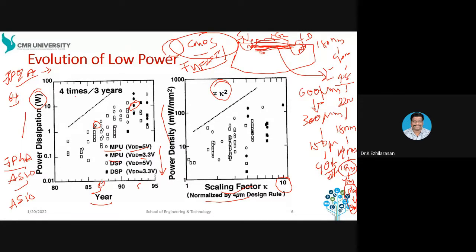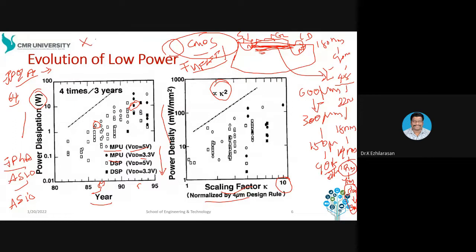Now, what is the difference between these two? The FPGA, field programmable gate array, is ready-made and available in the market. You can configure, or reconfigure, the architecture or the program in the chip. Many FPGAs have come now. For example, the company that gives FPGAs is Xilinx.